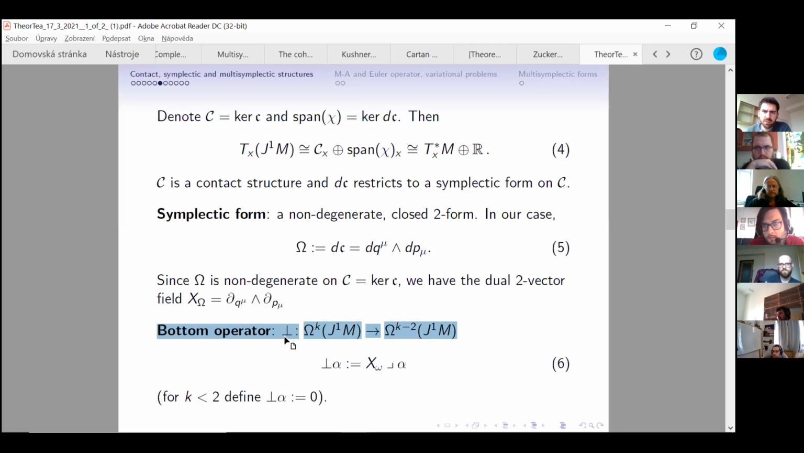By identity, you mean just nothing, like identity? Where's the top operator? It's wedging with the big omega. Okay. So wedging with omega raises the degree by 2 and the bottom guy lowers it by 2.